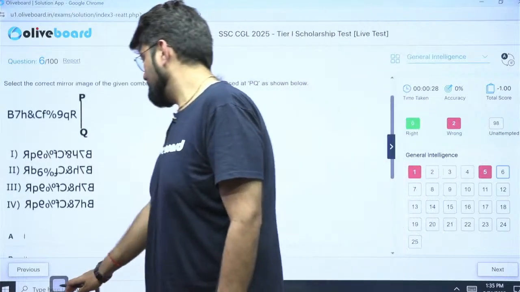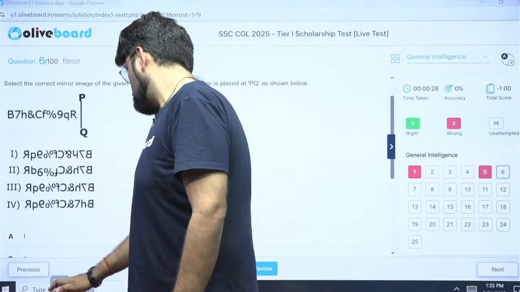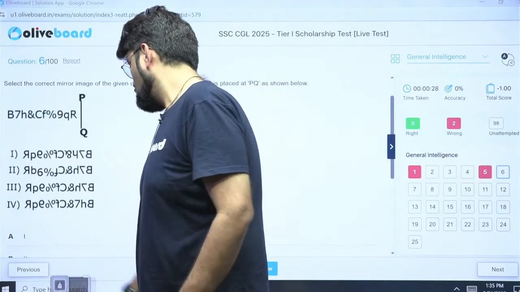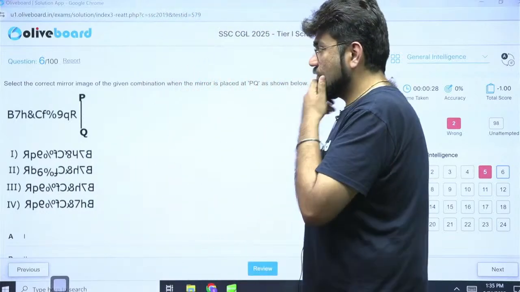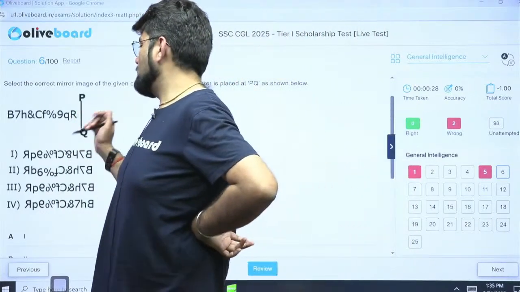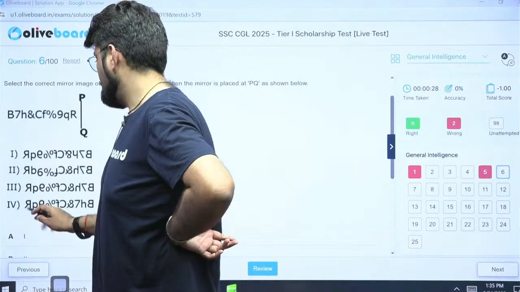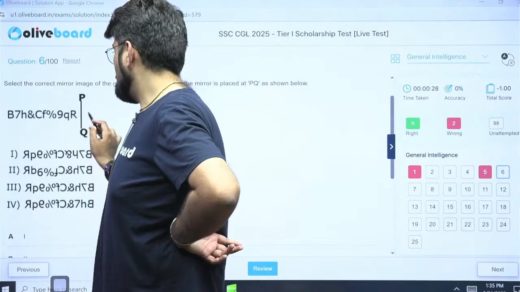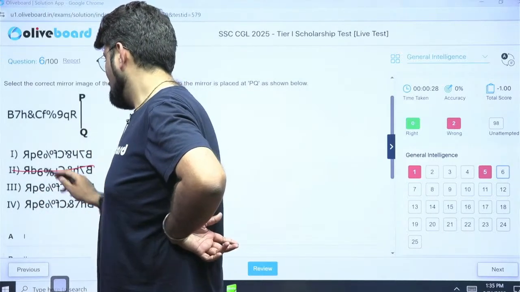Checking the mirror image. So in the mirror, R will be reflected first. So we'll have R, everything is the same. Then Q will become small p. So this is gone. We have 3 cases.